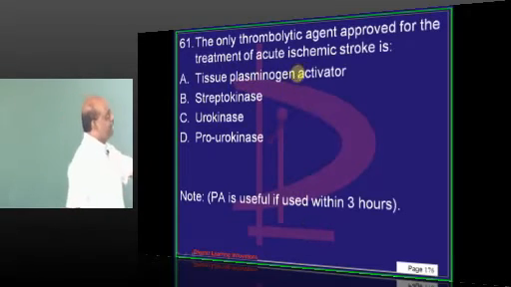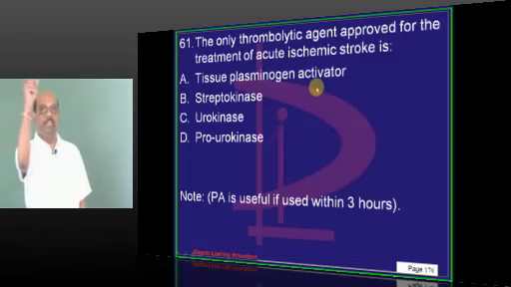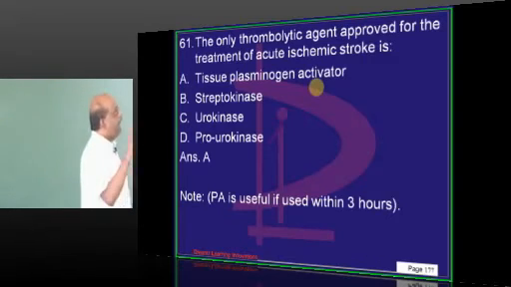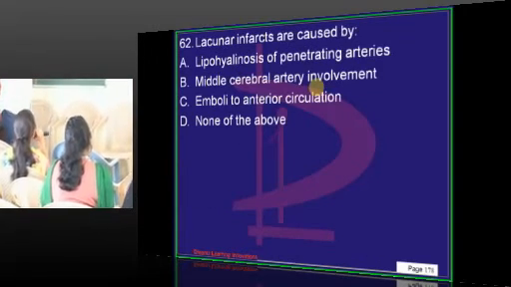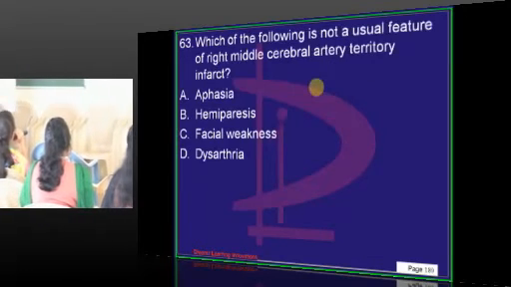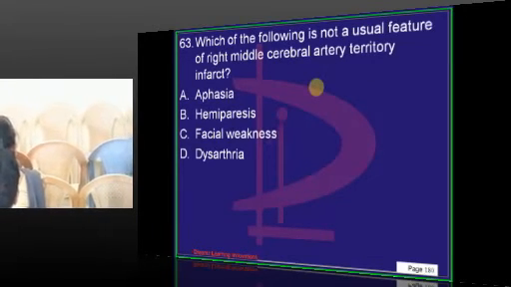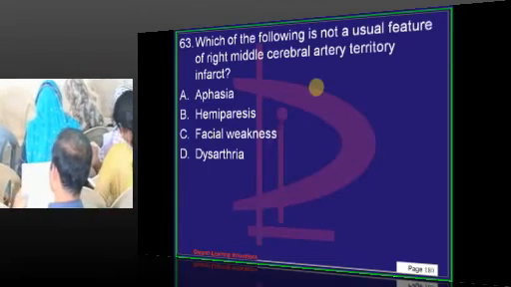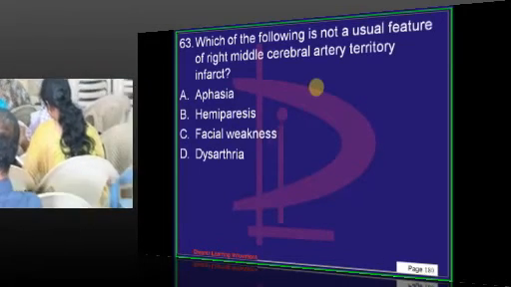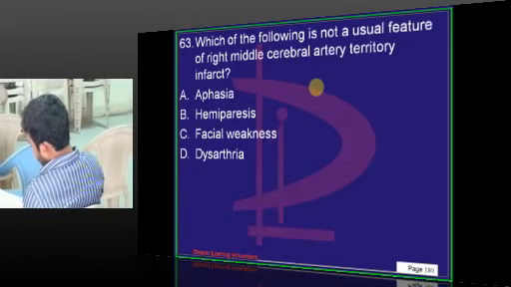So, doctor, thrombolytic, A. Acute phase may, typically tissue plasminogen activator is the one which we use. Lacunar, A. Lipohyalinosis of penetrating arteries. A. Right or left, which is dominant in left-handed? Right-handed guy, left. Only dominant hemisphere mein speech area will be there. The right-handed guy mein left side infarct hai to then only speech get affected.